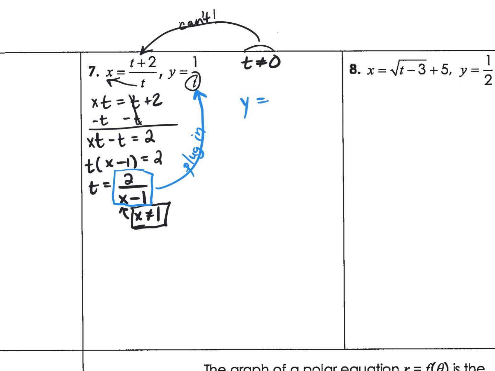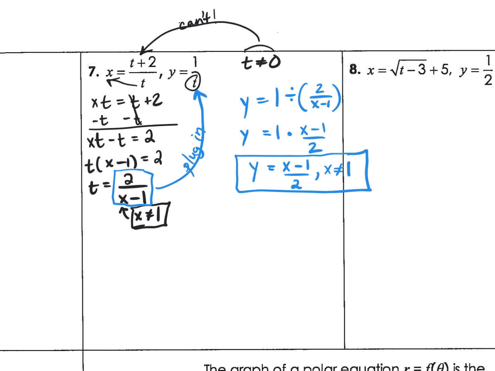And we get y equals 1 divided by, why am I writing it sideways? Because it's simpler. It would be the same as 1 times what? Yeah, we just flip, right? Flip it over. So 1 times that, so what is my final equation? y equals what? x minus 1 over 2, where x cannot be 1, right?